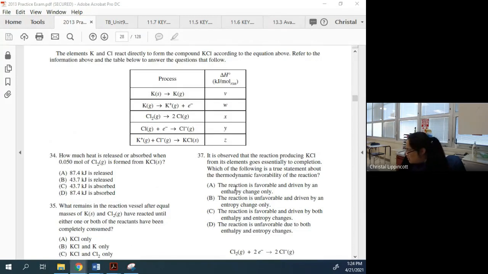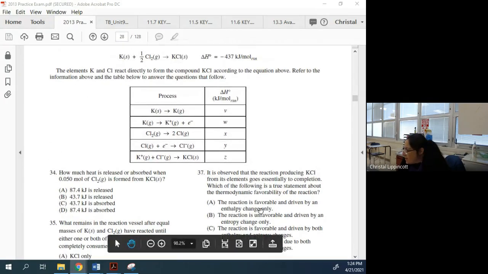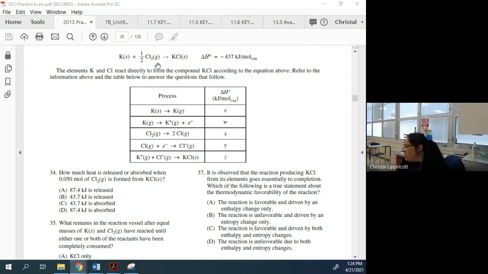Who had A? Oh, good. You got that right. All right. Let's talk about this one now. So the reaction is favorable and driven only by enthalpy. What is happening in terms of entropy here? Is my entropy increasing or decreasing in this reaction?